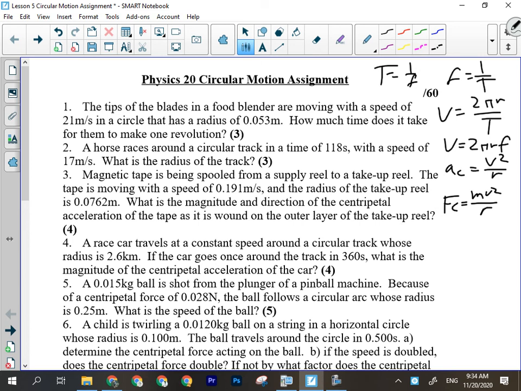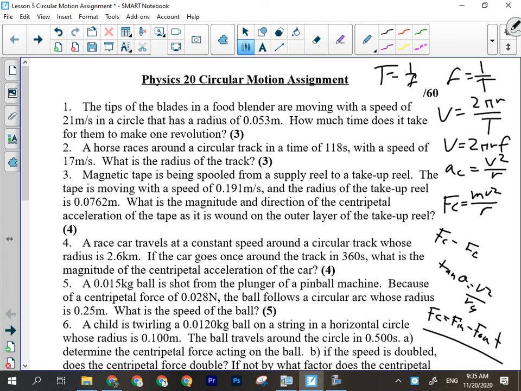So remember things like in an unbanked curve, friction provides the centripetal force. In a banked curve, the tan of theta, not theta, the tan of theta equals V squared over R times G. And obviously our vertical circle stuff, where FC equals forces in minus forces out. All of that stuff is on here. Not the Kepler stuff we talked about yesterday. That stuff is not on here.